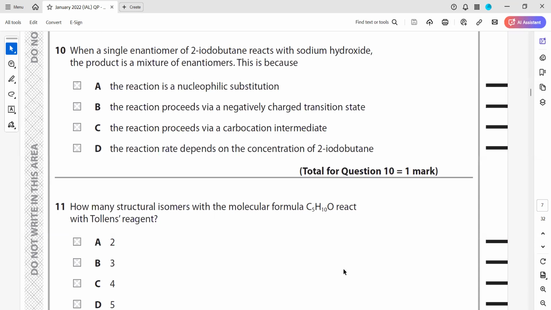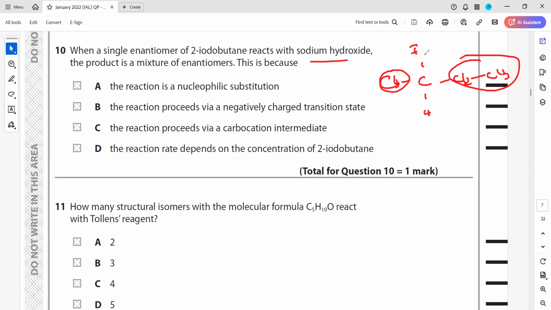So we have 2-iodobutane. This is 2-iodobutane. And then when we add sodium hydroxide, first, which one is this? It is a secondary halogenoalkane.